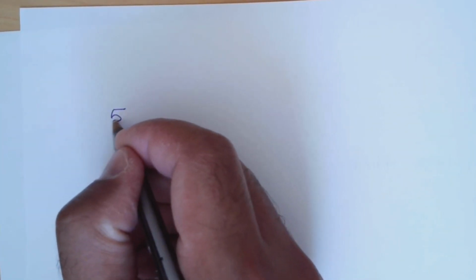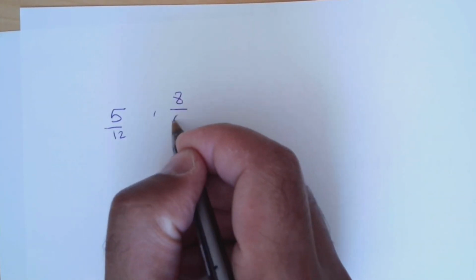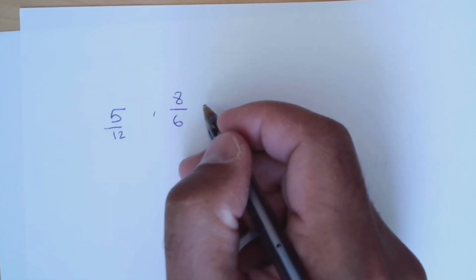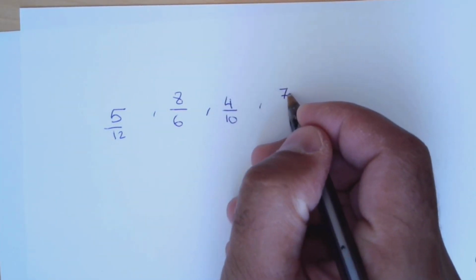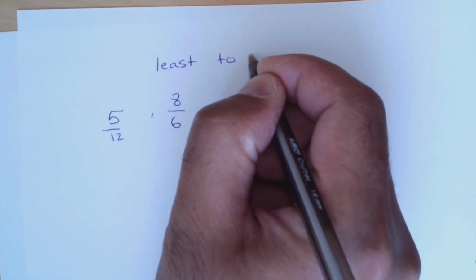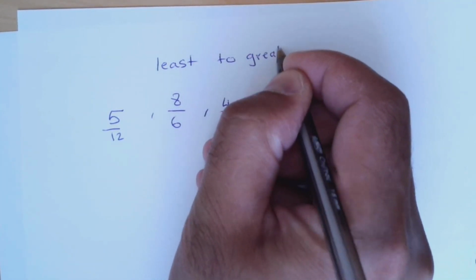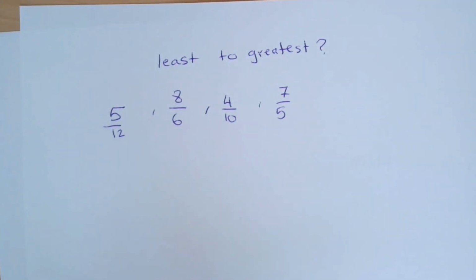We have 5/12 and 8/6 and 4/10 and 7/5, and we want to order them from the least to greatest. How can we do that? How can we order these fractions?